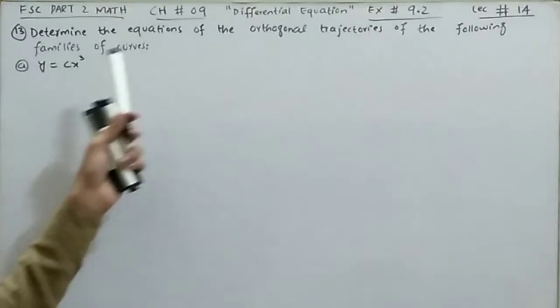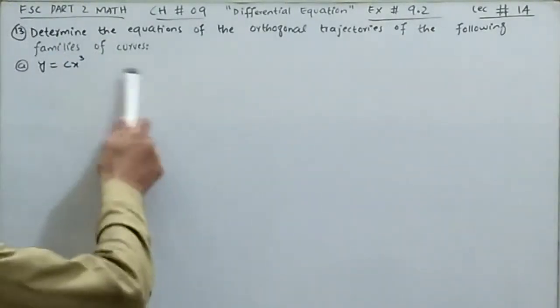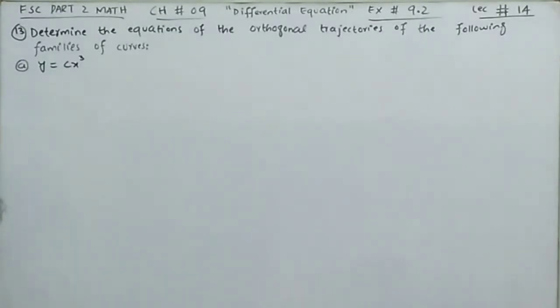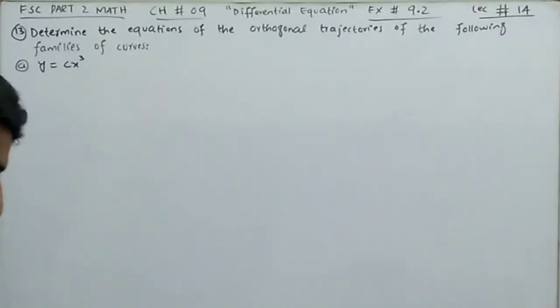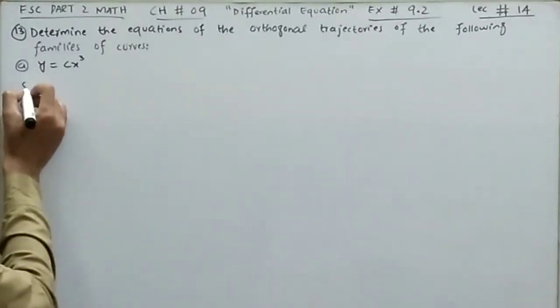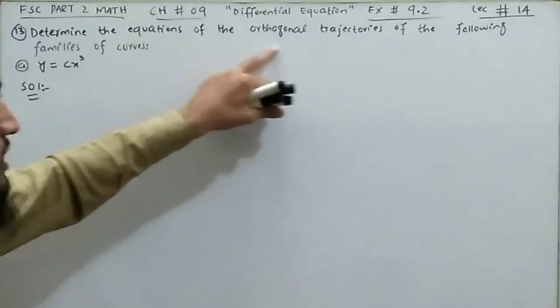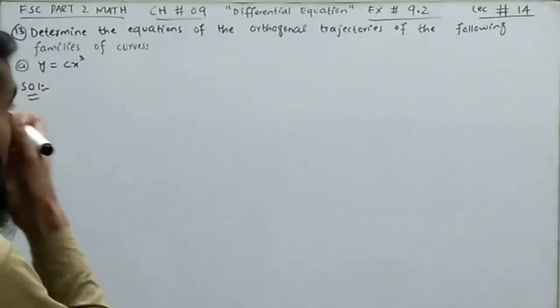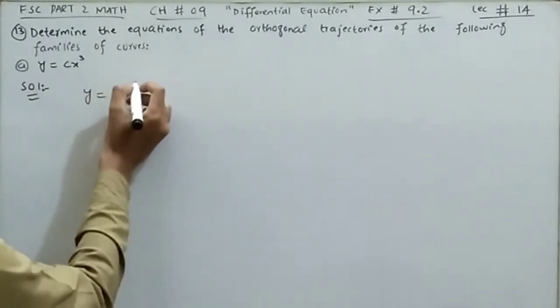It tells us to determine the equations of the orthogonal trajectories of the following families of curves. So there are a total of 11 parts. Part A is y = cx^3. So move to the solution. That helps us determine the equation of the orthogonal trajectories of the following family of curves. So the curve is y = cx^3.